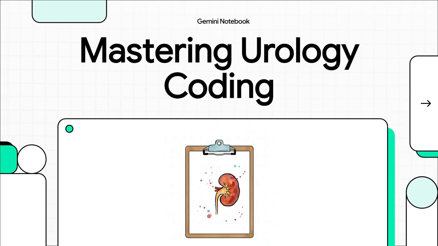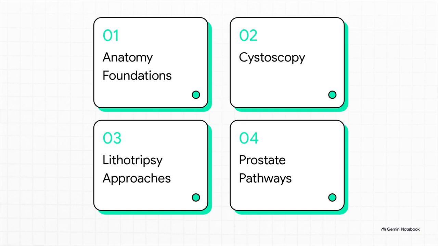Let's get started. So here is our roadmap for today. First, anatomy foundations. Second, cystoscopy, or the difference between looking and doing. Third, lithotripsy approaches. And finally, prostate clinical pathways.